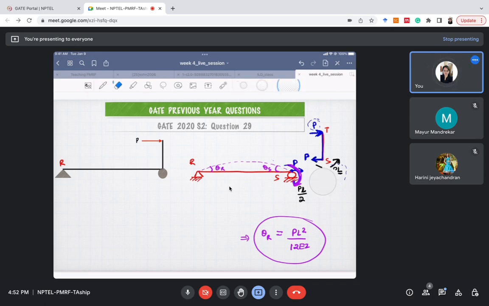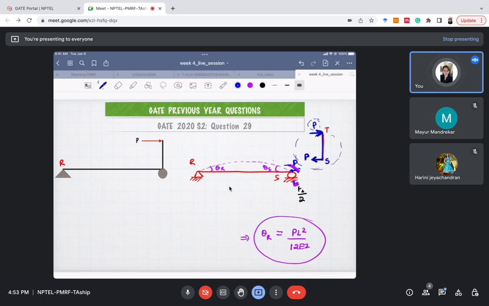I'll just remove it. Please see that part TS. It has formed a couple. So it is trying to rotate. It is not in equilibrium right now. Is it or is it not? No, right? It is trying to rotate this TS part in the clockwise direction. If I would not balance it, then this means it is rotating like this.